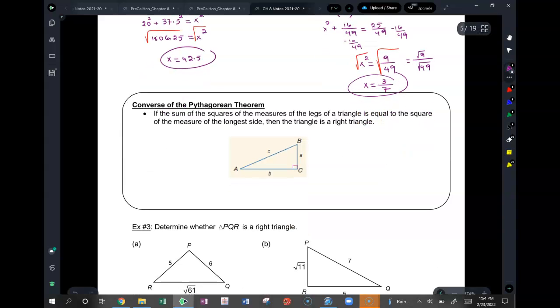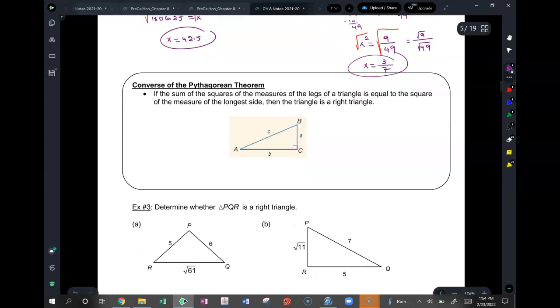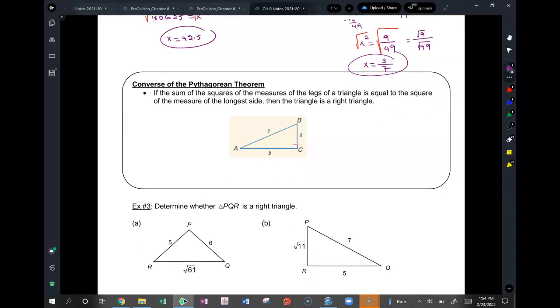Now, converse, because every theorem must have a converse, right? Okay, so the Pythagorean theorem said if you have a right triangle, then the square of the legs equals the square of the hypotenuse. The converse says if you have a triangle and a squared plus b squared is the same as c squared, then the triangle is what type of triangle? A right triangle. Okay, so it just goes backwards. So if a squared plus b squared equals c squared, then triangle ABC is a right triangle.